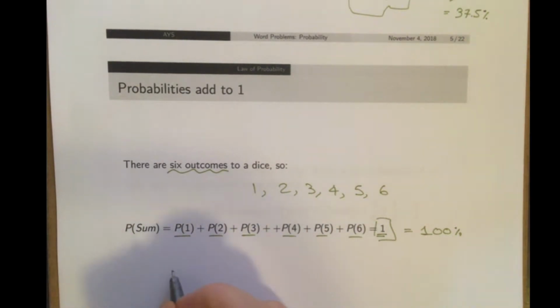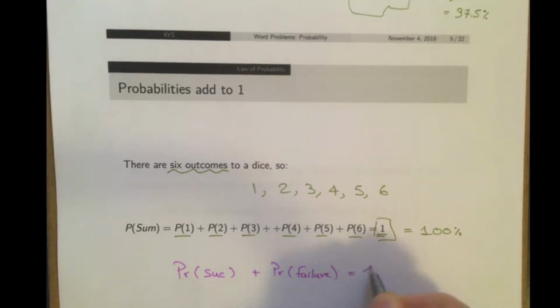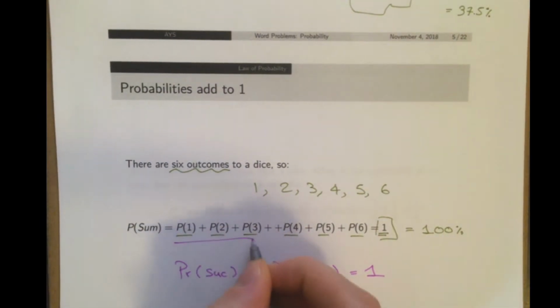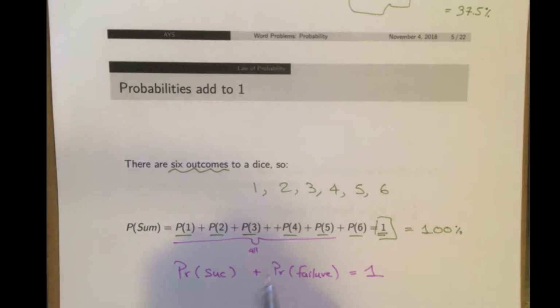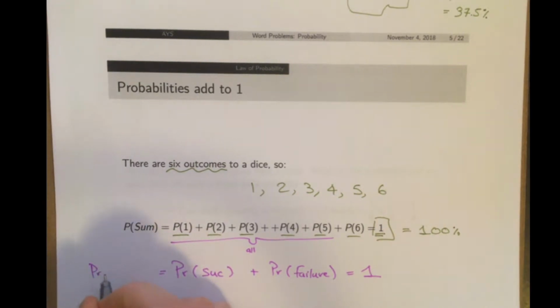But I can also say this: probability of success plus the probability of failure equals 1. Why is that? That's the case because you're either successful or it's a failure. There's no third option. So success plus failure encompasses all the outcomes. So all the outcomes can either be categorized under successes or under failures. So probability of success plus probability of failure is the same thing as saying the probability of any outcome. It encompasses all the outcomes.